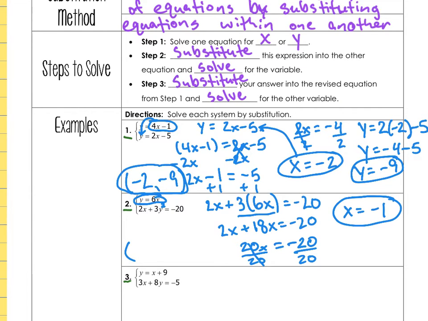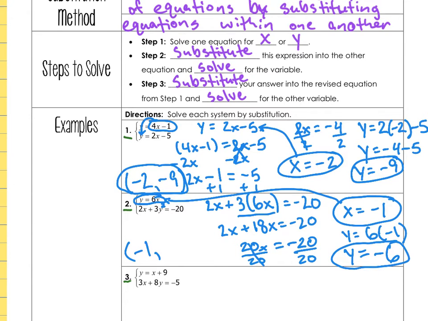Remember that this is just our x value. We still need to find the y value. And to do that, I'm just going to take this x equals negative 1 and plug it into this top equation here. So then, y is equal to 6 times that negative 1, because I took that negative 1 and plugged it in for x. If this is the case, then y is equal to 6 times negative 1, which is negative 6. And so the answer to this problem, the solution, is negative 1 comma negative 6.